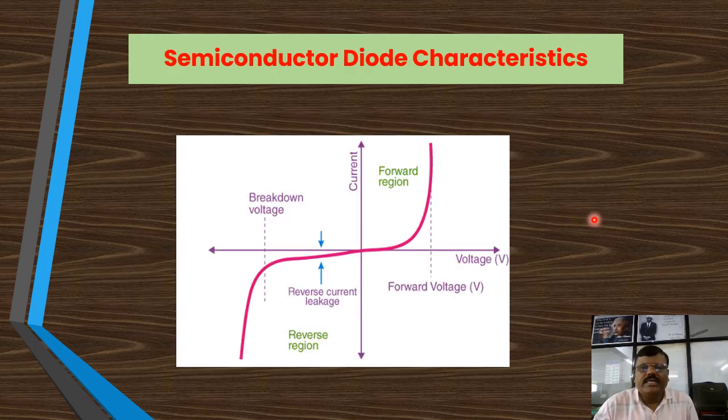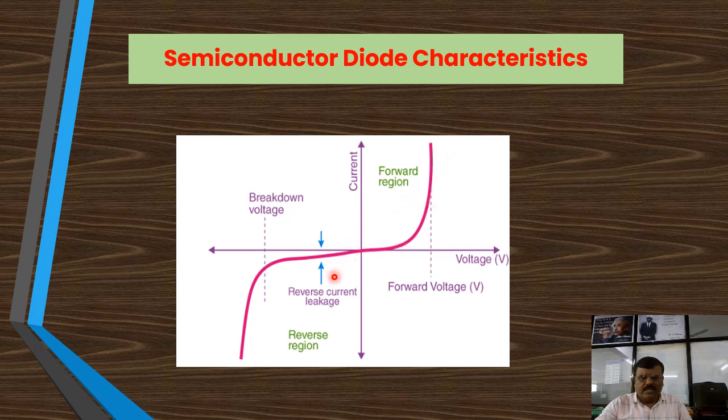This is the IV characteristics. See the current versus voltage characteristics of the diode. In the first quadrant, we see this is the forward region. Here the external battery's positive terminal is connected to the P-type semiconductor, and the negative terminal of the battery is connected to the N-type. Here we observe that after a certain voltage, called the knee voltage, the current sharply increases.